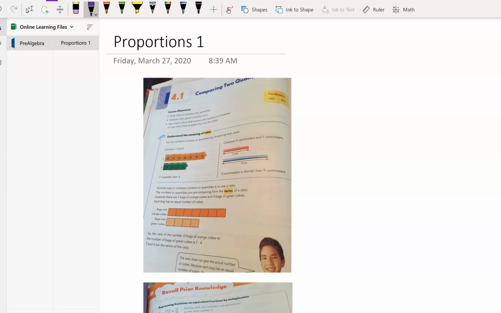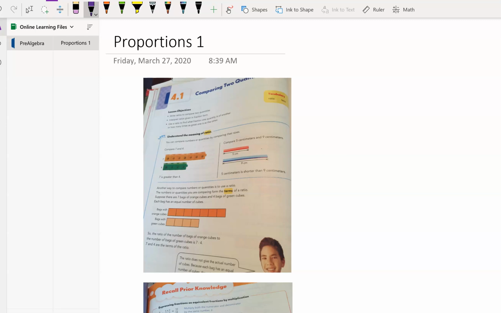All right. Well, here we go. We're going to learn some proportions. Kind of a special shout out to my friend Sam in Washington who might be watching this and working on some math homework. So here we go.